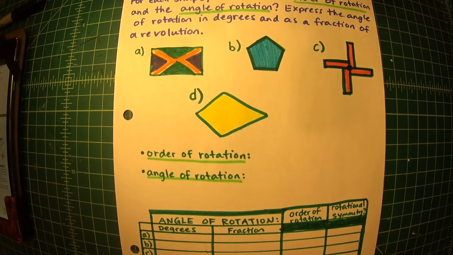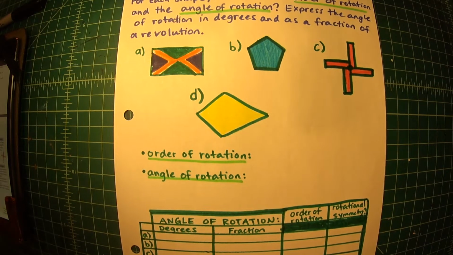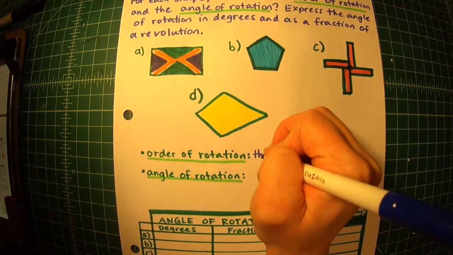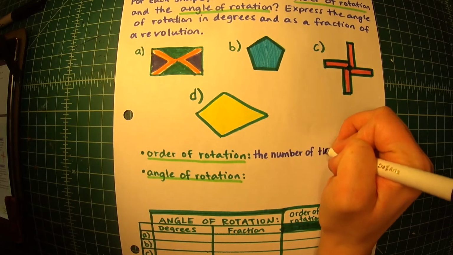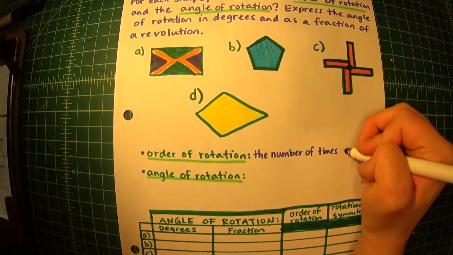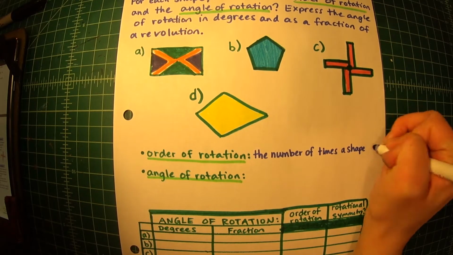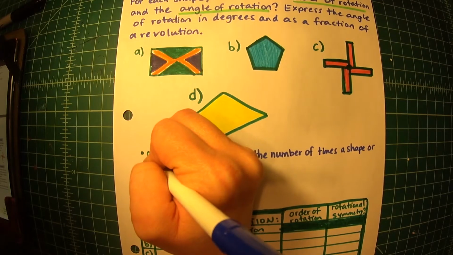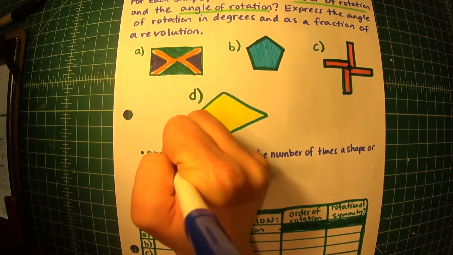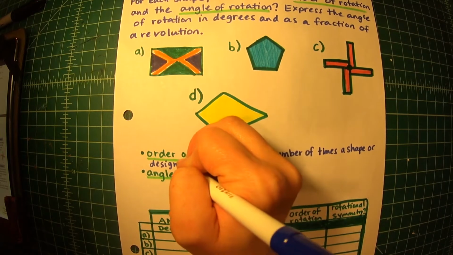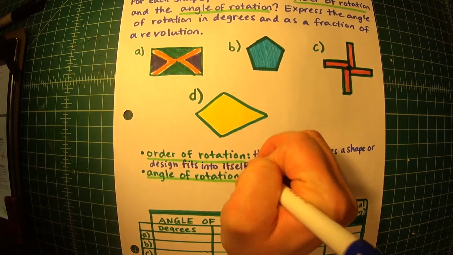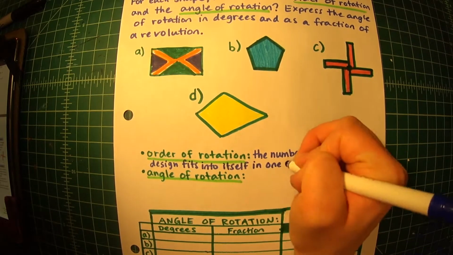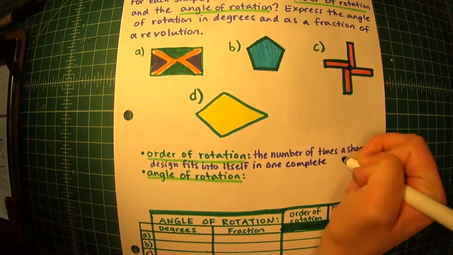So order of rotation is the number of times a shape or design fits into itself in one complete turn.